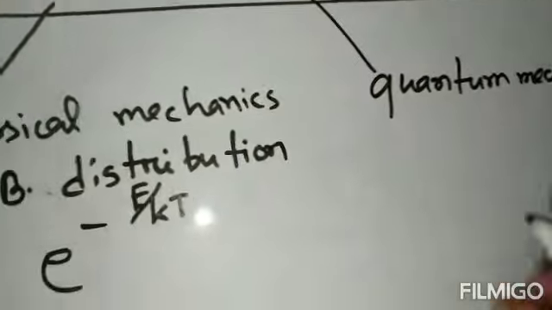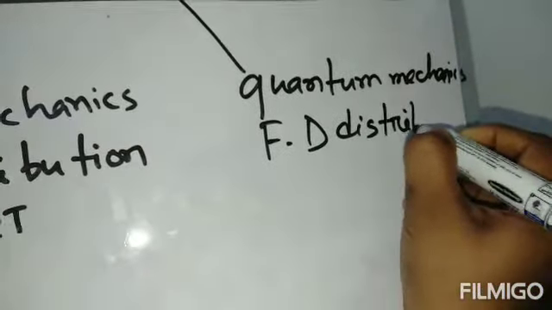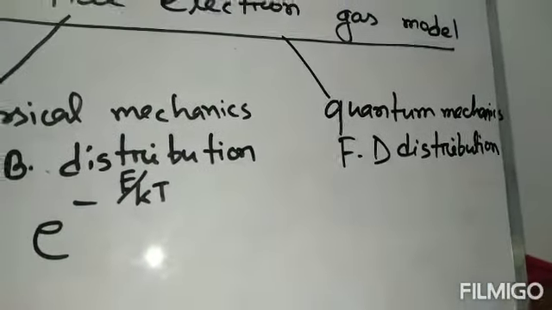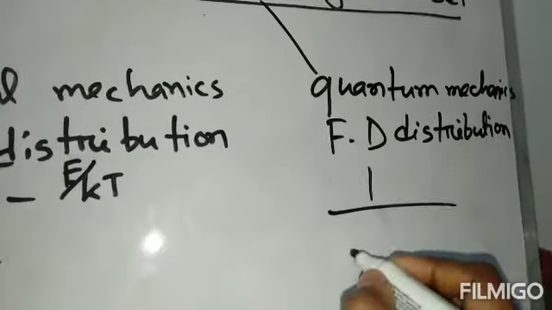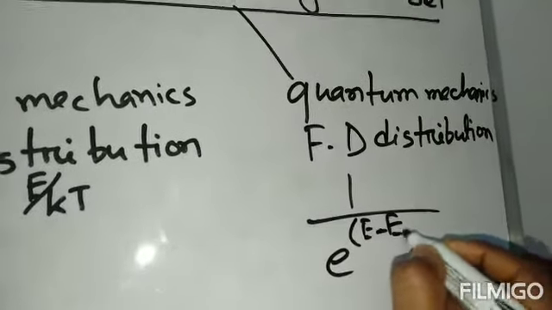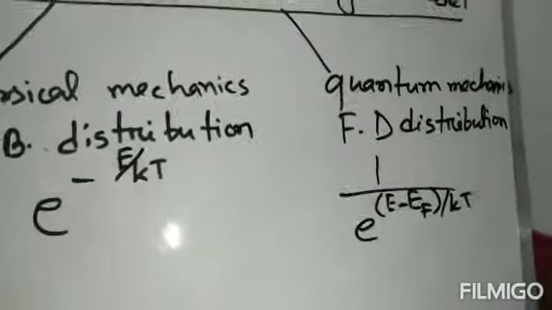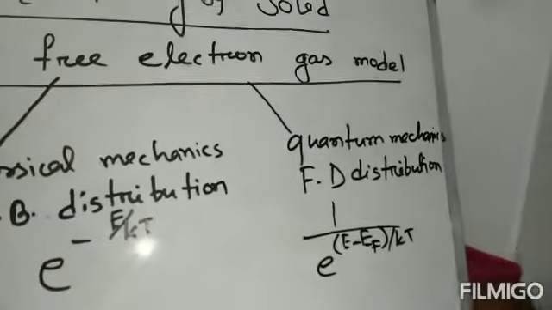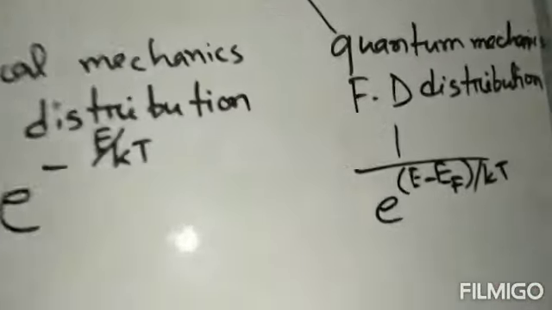Here, the distribution is the Fermi-Dirac distribution, and the factor of energy is 1 by exponential of (E minus EF) by kT. By using this distribution, we can explain most of the properties of free electrons.